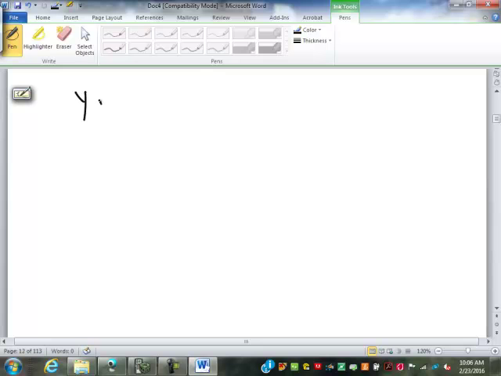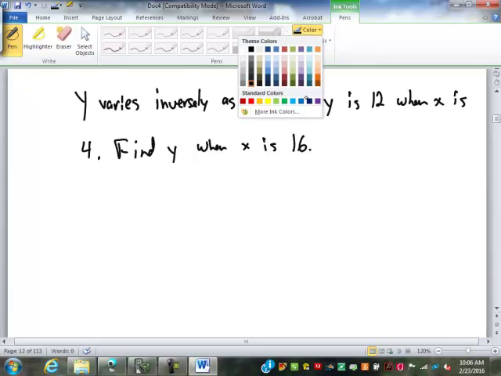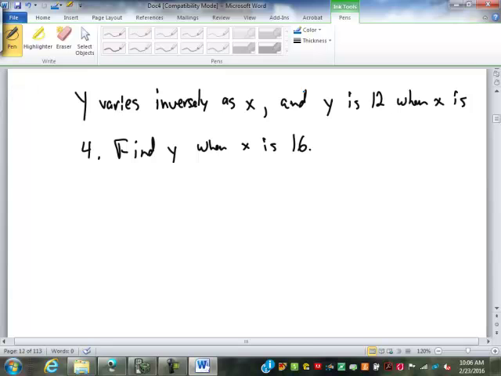So, let's say we're told y varies inversely as x, and y is 12 when x is 4. Find y when x is 16. Now, before we even start here, x gets bigger, what should y do? Get smaller.